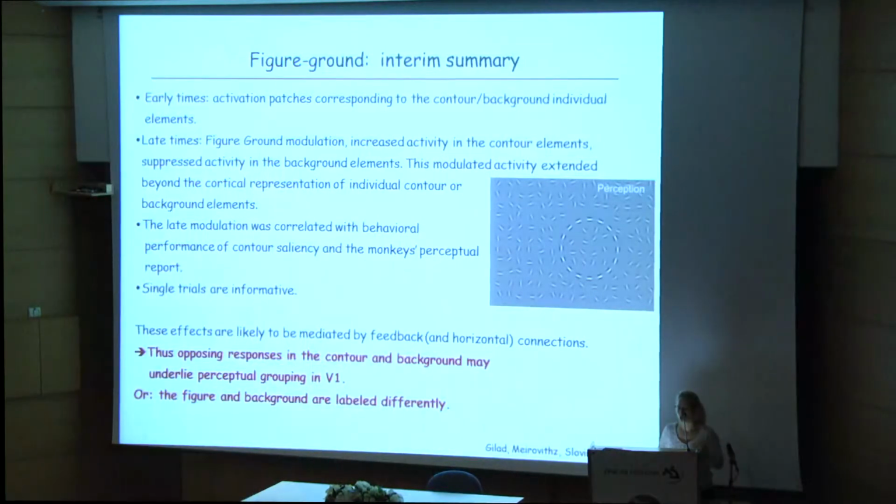So early times we showed activation patches that are corresponding to the contour and background individual elements. At late times we showed figure ground modulation. So it's increased activity in the contour elements, suppressed activity in the background. And this modulation was extended beyond the individual Gabor element. And this late modulation was correlated with the behavioral performance of contour saliency and animal perceptual report. And what I would like to emphasize is that it looks like we have here opposing responses in the contour and background, which may underlie perceptual grouping in V1.